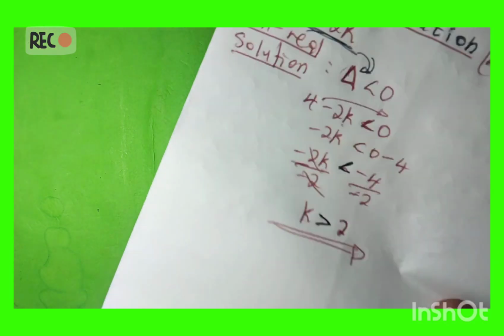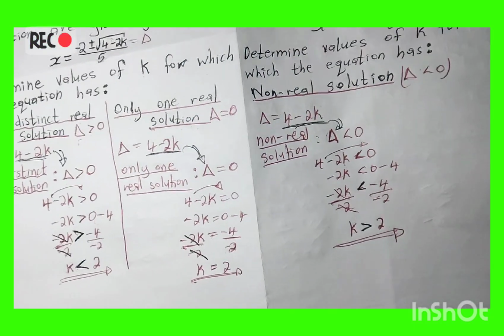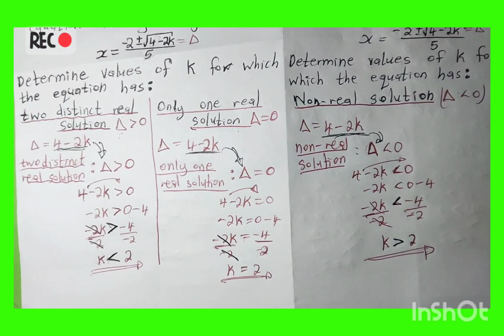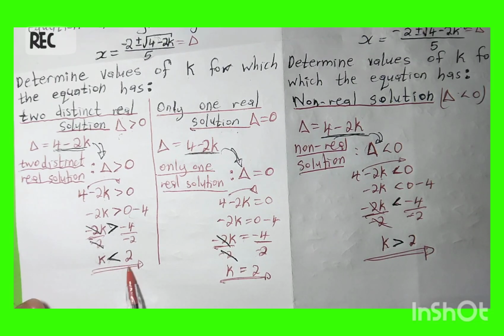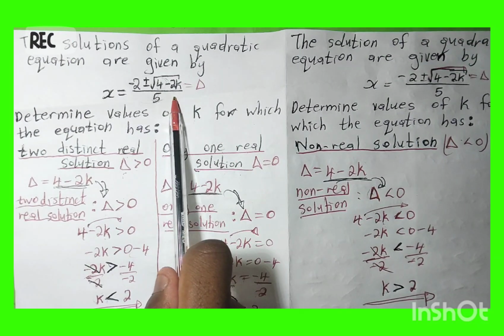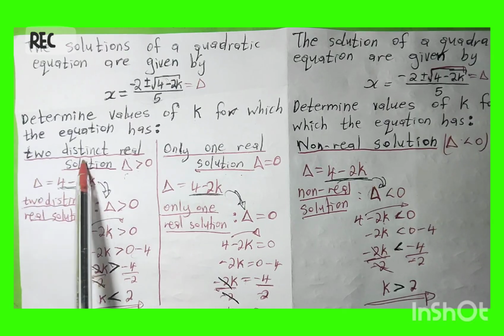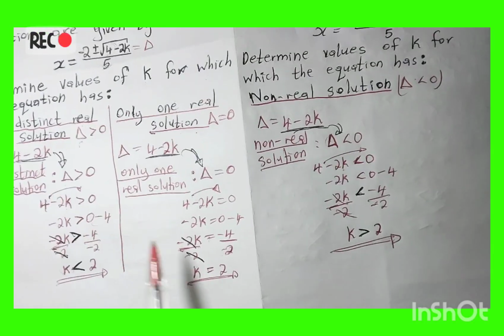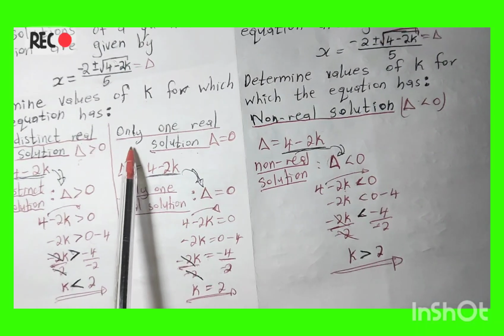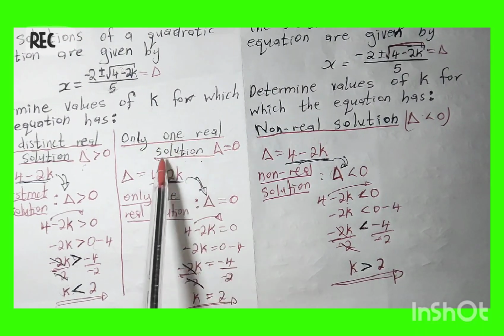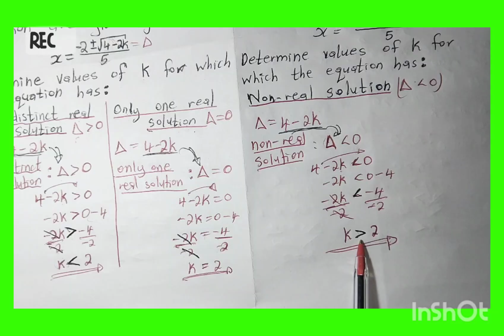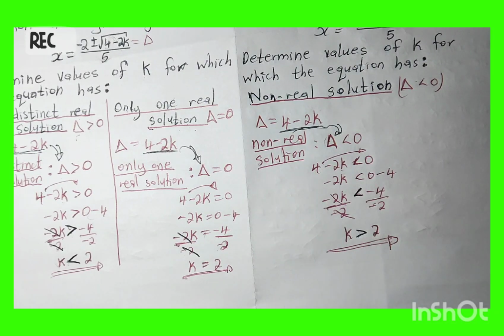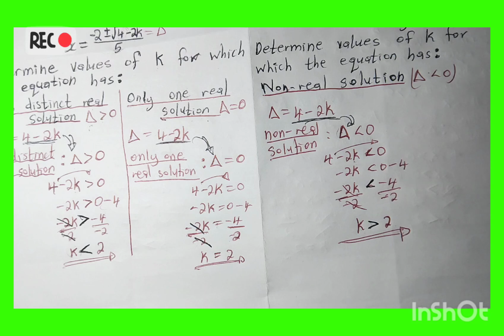So please, guys, take note of this kind of method. It means that when k is less than 2, that equation will have two distinct real solutions, meaning two different solutions. But when k is equal to 2, it will have only one real solution. But when k is greater than 2, we'll have no solution. Do you see? So that's how problem 2 came.